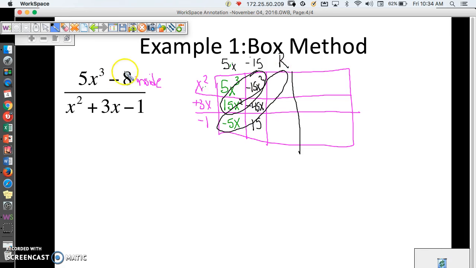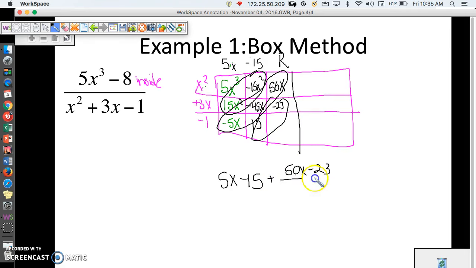do we have any x's here? No, we don't. We can't have any. So now we have negative 50 here. So to make 0, this has to be a positive 50. And then our number, we need negative 8, and if this is 15, this would have to be negative 23. And so again, we have 5x minus 15, and just like here, we have a remainder of 50x minus 23 over what we're dividing by, so x squared plus 3x minus 1.